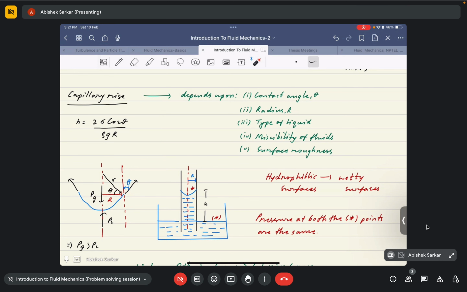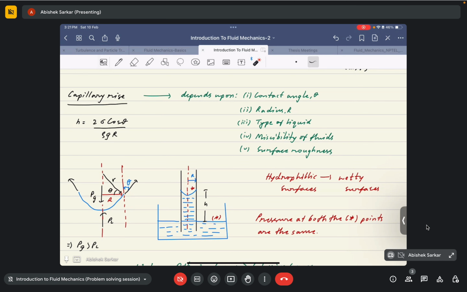I guess Professor Chakraborty might have given this example. I'm not sure because I'm not able to recall, but this is one of the very important applications of capillary rise in our day-to-day life. Obviously there can be any number of research on it, but on a very vast scale in our day-to-day life, this is one of the very fundamental applications of capillary rise.